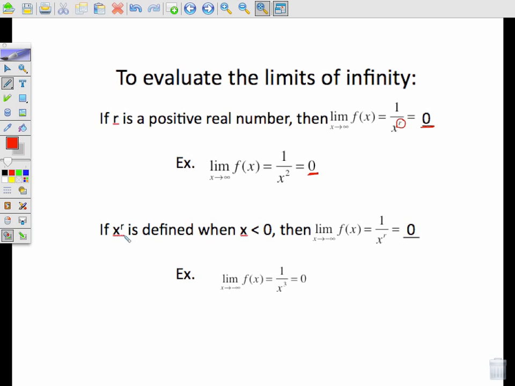And if x to the r is denoted by x being smaller than 0, in other words going to negative infinity, again, if I substitute really, really small numbers in here, the function still approaches 0. So you can see going both to positive infinity and negative infinity, for these types of expressions, the limit is equal to 0.